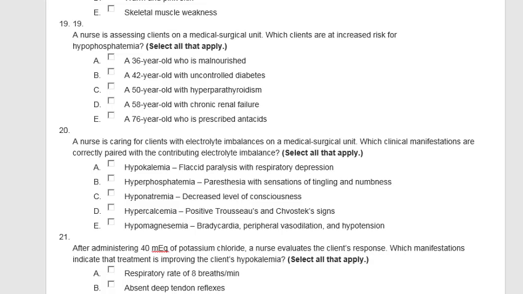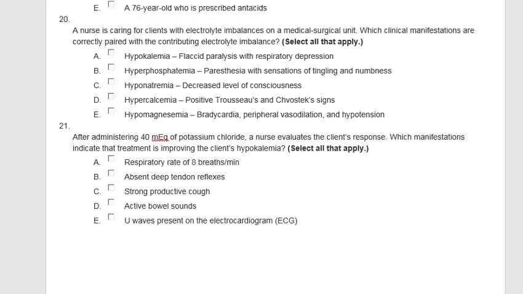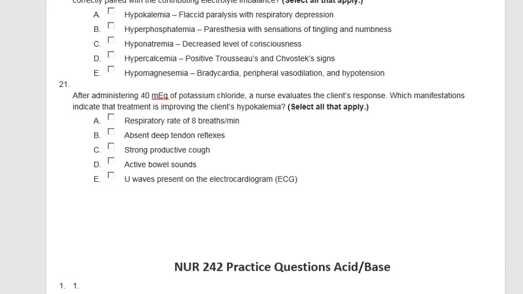And then we have, after administering 40 MEQs of potassium chloride, a nurse evaluates a client's response. Which manifestations indicate that treatment is improving the client's hypokalemia? Okay, so again, this is one of those questions asking which of the signs and symptoms tell us that their low potassium is improving, okay?